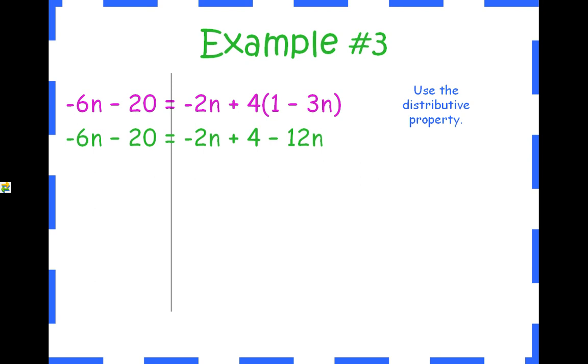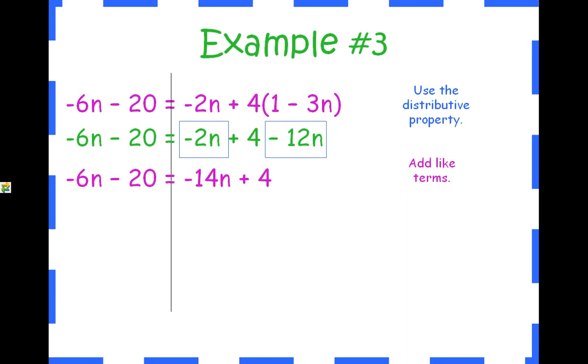Okay, now if you notice, on the right side, we have like terms. So before we move anything to the other side, we need to go ahead and clean that up some more. So we're going to add our like terms. Negative 2n and a minus 12n are our like terms. So when we add those together, we get a negative 14n. And I'm bringing down my plus 4 on that side and everything else down. So now we've used the distributive property and added like terms to clean that up.